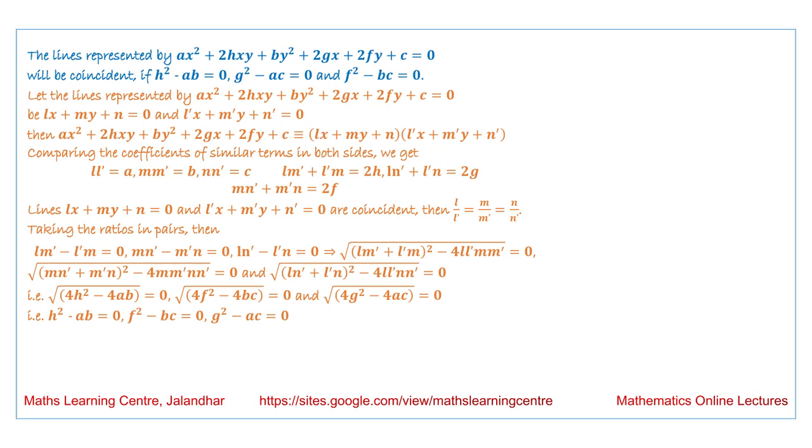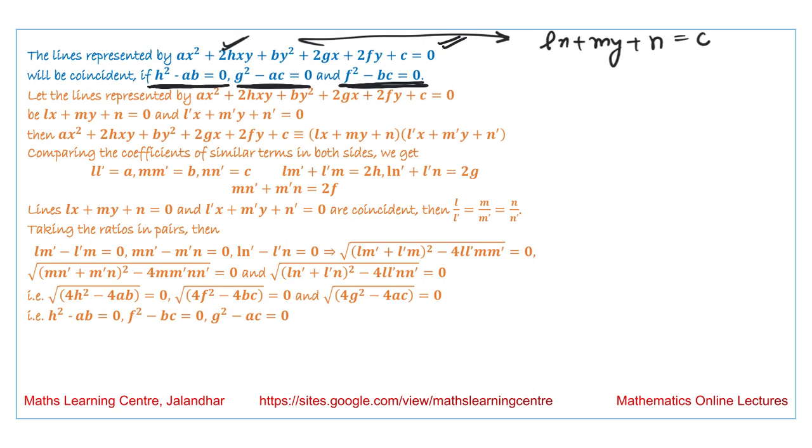Next, the lines represented by the general equation of degree 2 will be coincident if these three conditions are satisfied. We have to prove this result. Suppose the two lines corresponding to this joint equation are Lx + My + n = 0, and the second is L'x + M'y + n' = 0.